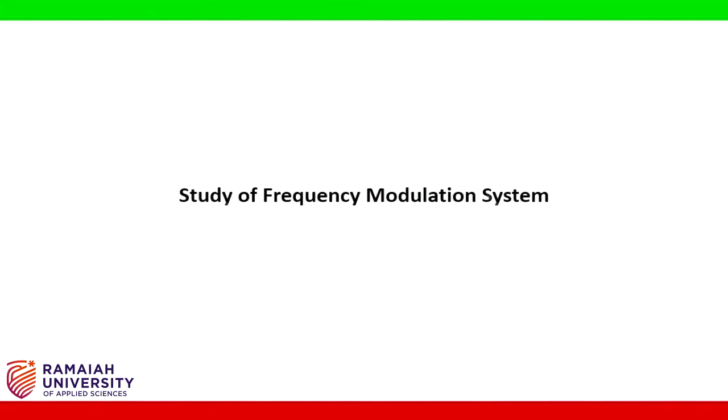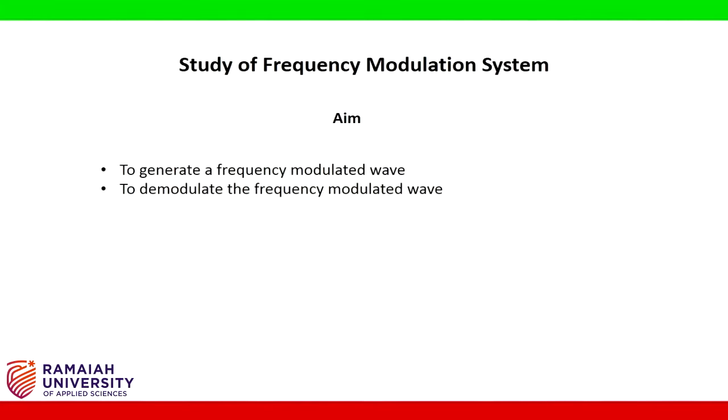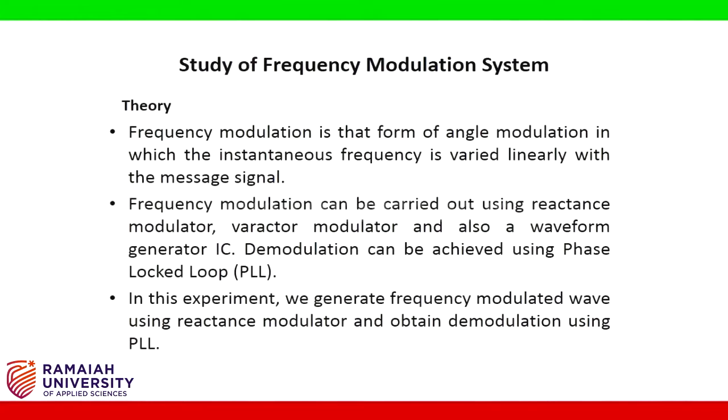Hi students. Title of the experiment is Study of Frequency Modulation System. Aim of the experiment is to generate a frequency modulated wave and to demodulate the frequency modulated wave. Frequency modulation is that form of angle modulation in which the instantaneous frequency is varied linearly with the message signal.